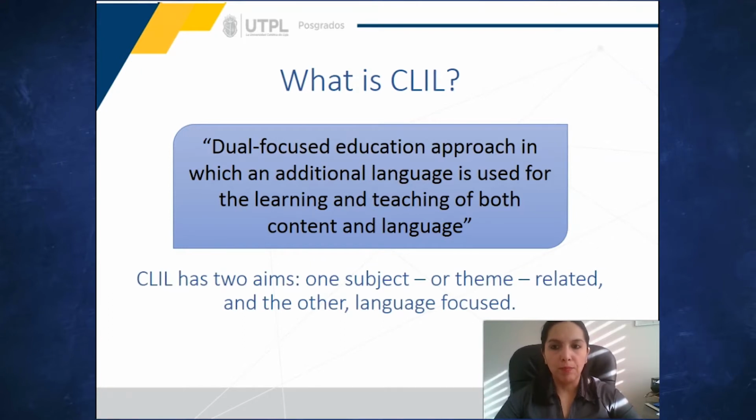So, what is CLIL? Perhaps the most popular definition is the one where CLIL is defined as a dual-focused education approach in which an additional language, in our case English, is used for the teaching and learning of both content and language. So both aspects are taught.